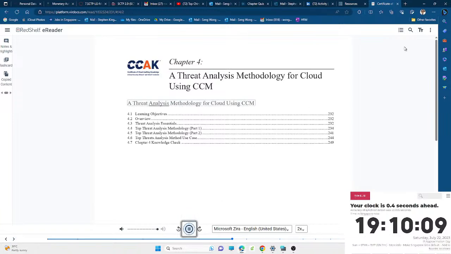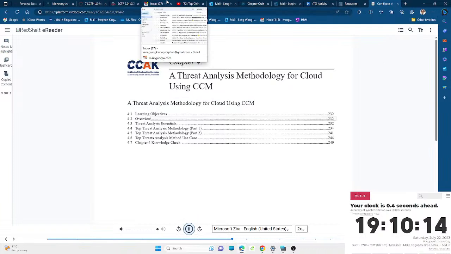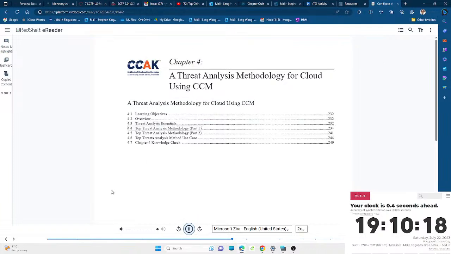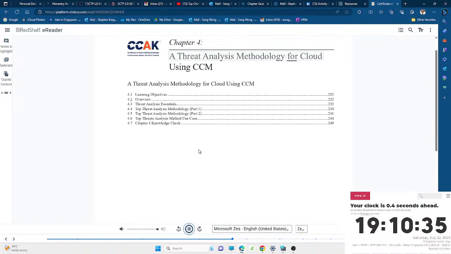A threat analysis methodology for cloud using CCM. 4.1 Learning Objectives, 232. 4.2 Overview, 232. 4.3 Threat Analysis Essentials, 232. 4.4 Top Threat Analysis Methodology, Part 1, 234. 4.5 Top Threat Analysis Methodology, Part 2, 241. 4.6 Top Threats Analysis Method Use Case, 244. 4.7 Chapter 4 Knowledge Check, 249. Certificate of Cloud Auditing Knowledge Study Guide Copyright 2021 Cloud Security Alliance and ISACA. All rights reserved. 231. Chapter 4, A Threat Analysis Methodology for Cloud using CCM.